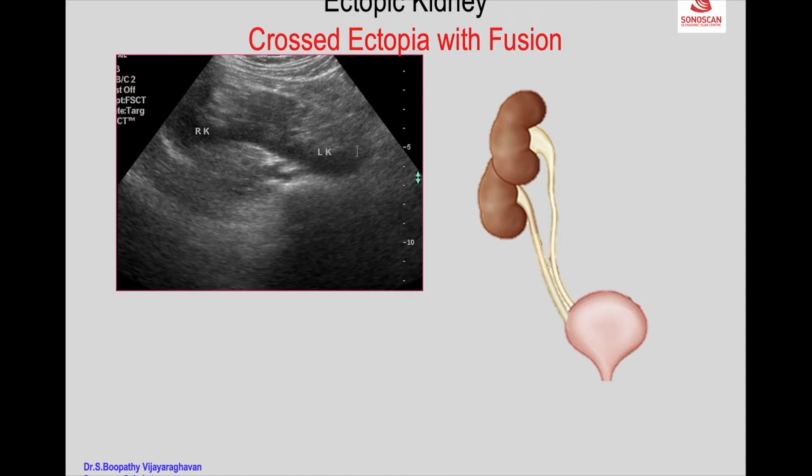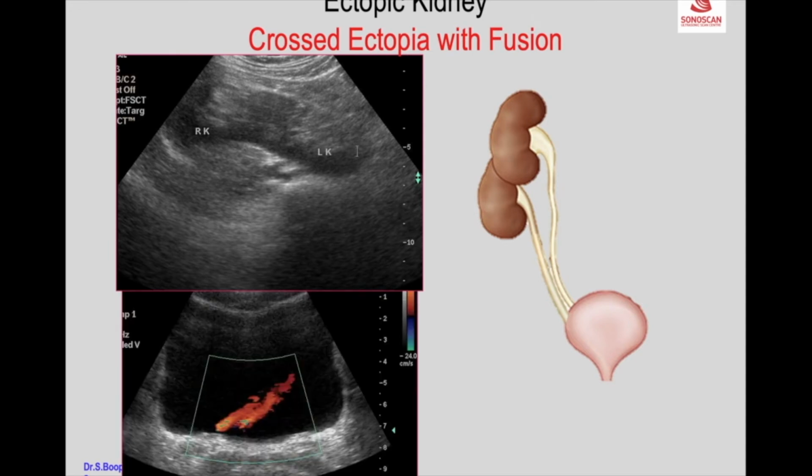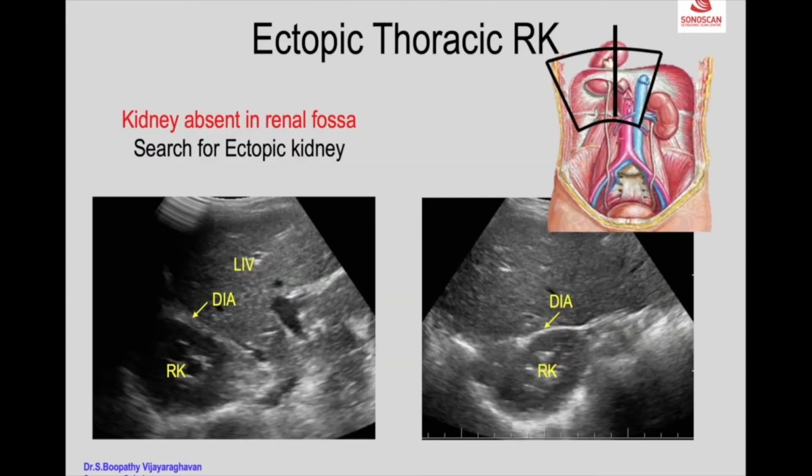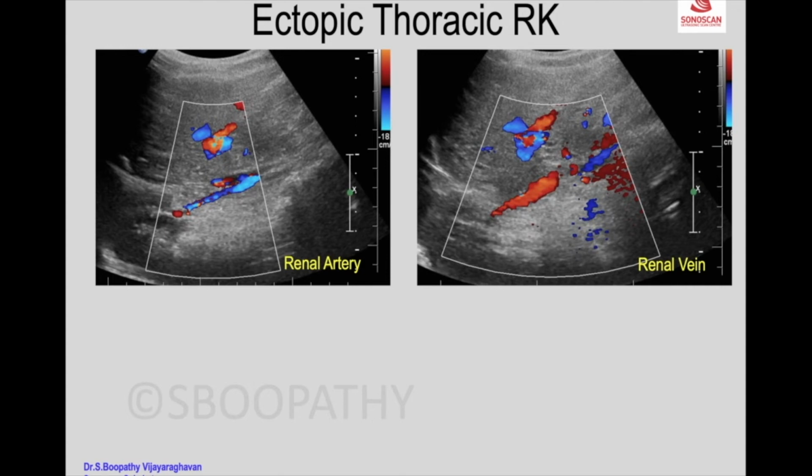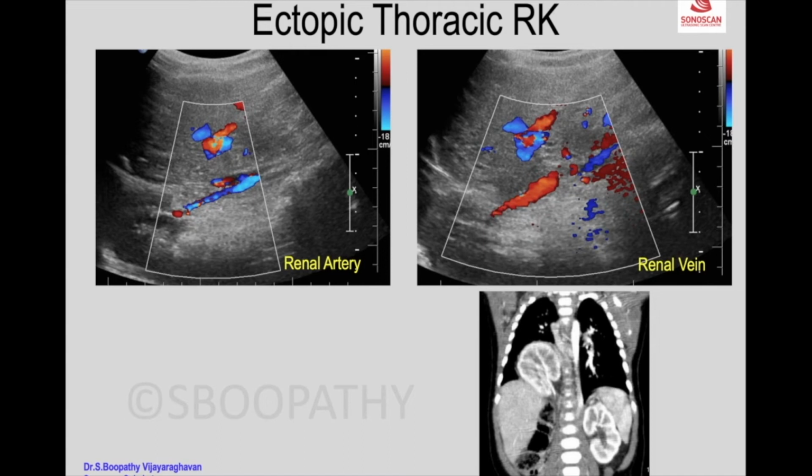You see the right kidney and left kidney, whereas the ureteric jet, you see both are above the diaphragm. So this is ectopic thoracic right kidney. And when you do color Doppler, you see the renal artery going from the aorta above the diaphragm to reach the right kidney. Similarly, the renal vein is coming from the kidney to join the IVC, confirming that it is a kidney situated above the diaphragm, right dome. So this is the MRI, which confirms the ectopic thoracic right kidney condition.